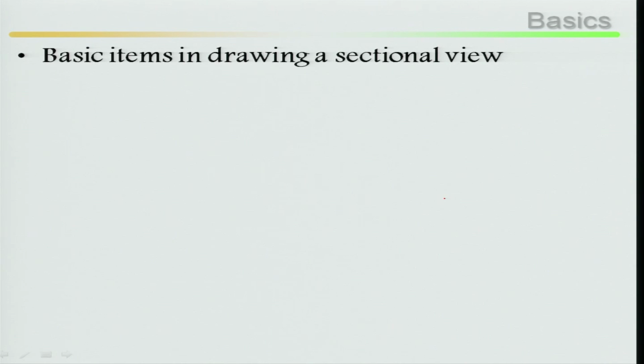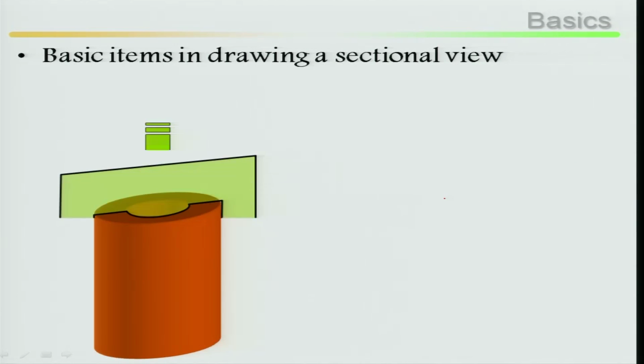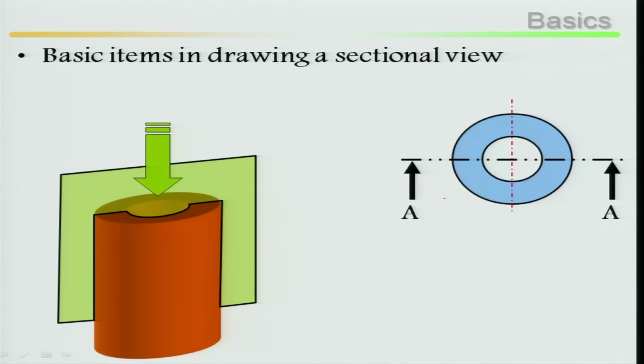Basic items in drawing a sectional view: what does it mean? I cut it longitudinally, then I want to show what the basic material is, how the material has been made. Is this material solid throughout, or hollow, or is some part hollow and the rest solid throughout? Unless you cut it and look inside, you cannot define it.